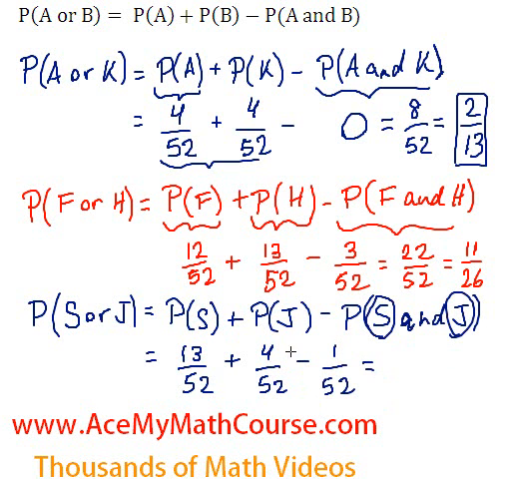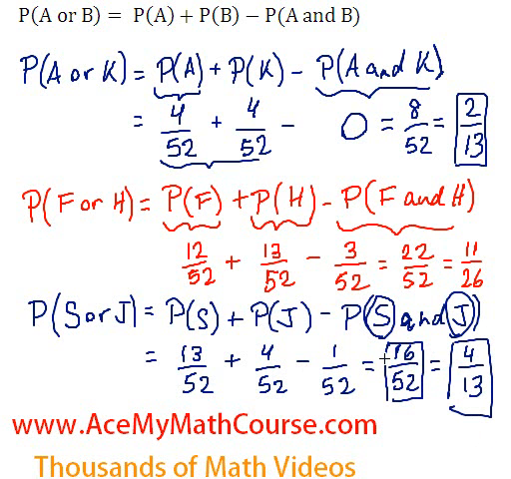13 plus 4, 17, minus 1, 16. 16 out of 52 is the probability of drawing a spade or a jack. And I can divide top and bottom by 4, so we're going to get 4 out of 13, if I'm not mistaken, by simplifying. That's it.